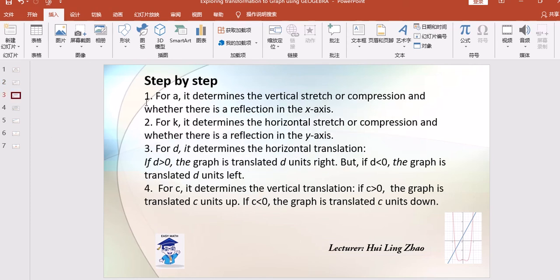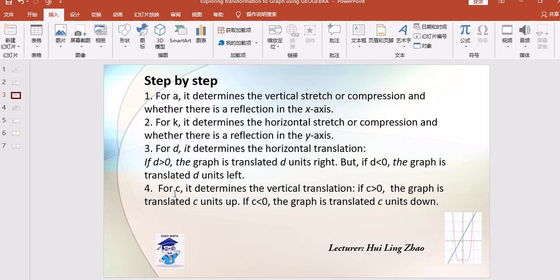Step by step. For a, it determines the vertical stretch or compression and whether there is a reflection in the x-axis. For k, it determines the horizontal stretch or compression and whether there is a reflection in the y-axis. For d, it determines the horizontal translation. If d is more than 0, the graph is translated d units right. But if d is less than 0, the graph is translated d units left.